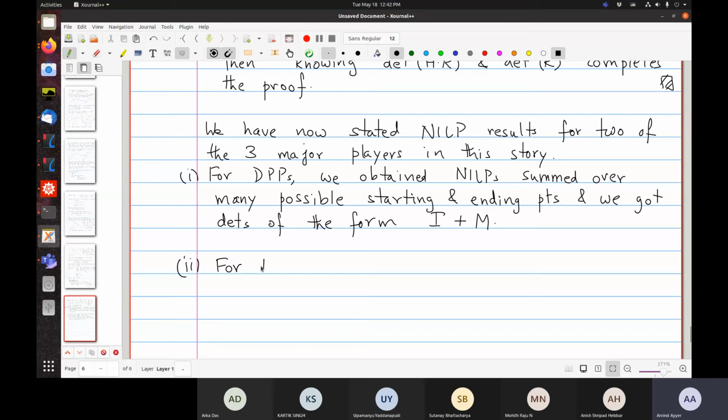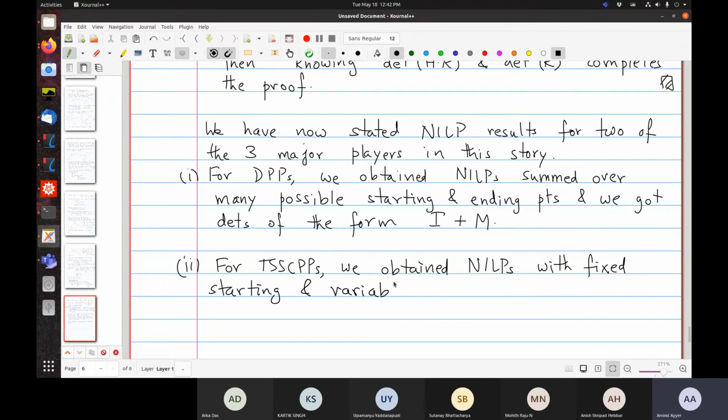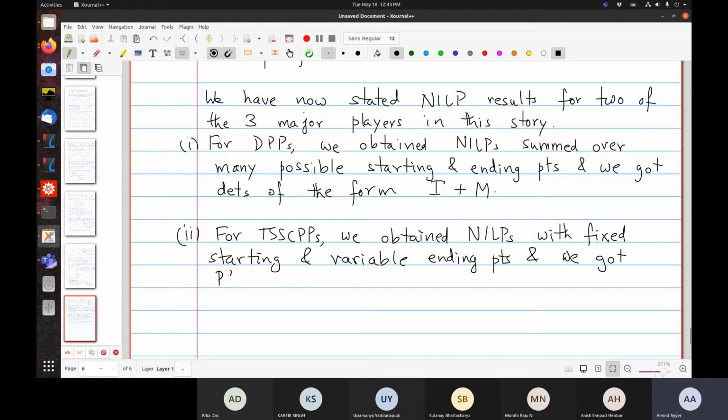And for TSSCPPs, we obtained NILPs with fixed starting and variable ending points. And we got Pfaffians. Somewhat miraculously, we got Pfaffians. Right. So these came from very different considerations, and we got the same answer.